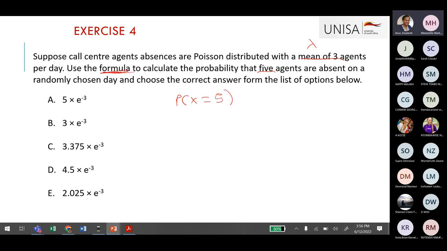And we read from the question that it said, use the formula. So I'm going to write the formula. You continue and do it. Lambda to the power x, I'm just going to use this way because I can see that the answer is written in this manner. Try and answer that question.